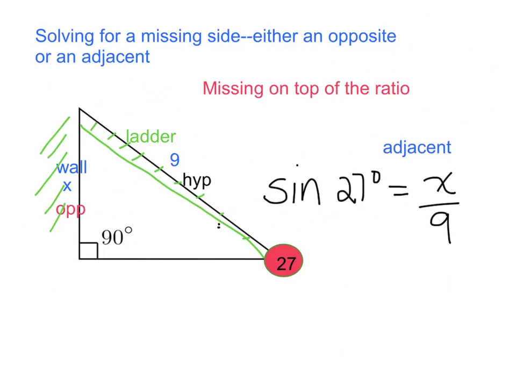So now we have to solve for our unknown. If we apply basic algebra and multiply both sides by 9, we now get x is equal to 9 times the value of the sine of 27 degrees. A couple ways you could do this. Depending on your calculator, you could do sine of 27 equals times 9. And you could use an estimation from the table or the chart or the graph we talked about earlier.